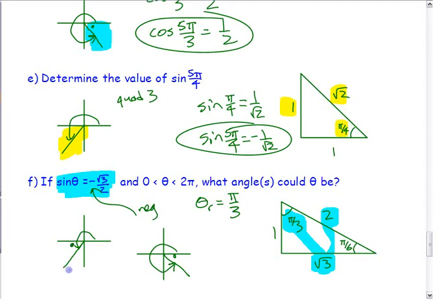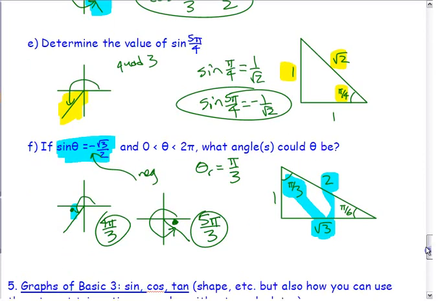So if you look at each one here now, if this little angle is pi over 3, then you've got to be talking about either 4 pi over 3 if it's in quadrant 3, or if this little angle here is pi over 3, then 5 pi over 3. Okay, those are the two angles it could be.